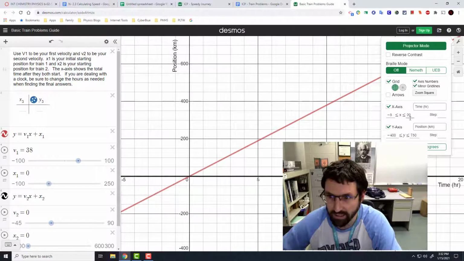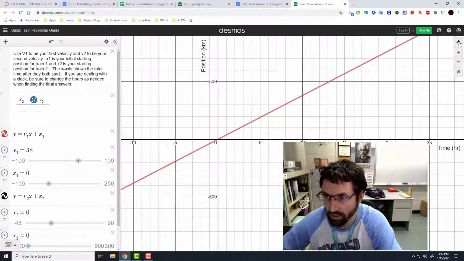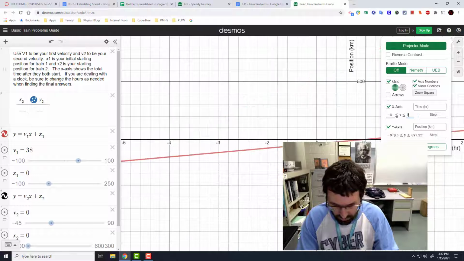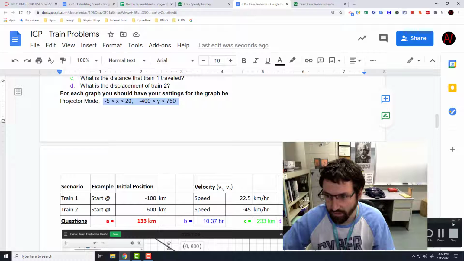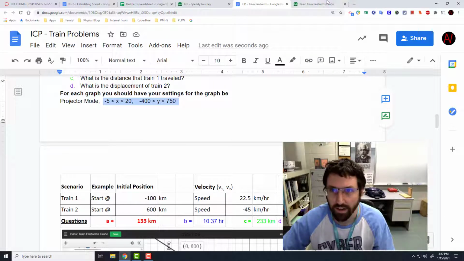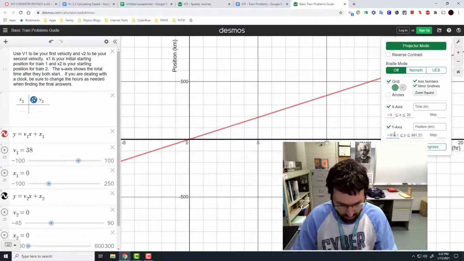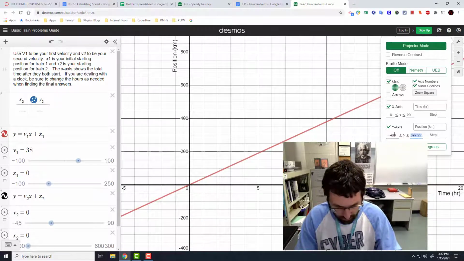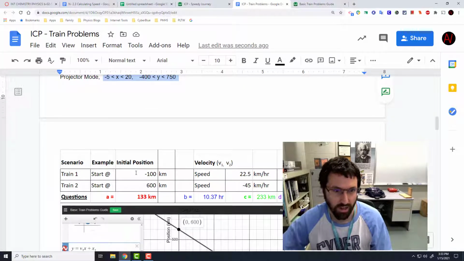What I mean by that is, on the x-axis I always want to plug in -5 and 20. If I zoom out, it's going to change stuff, and we don't really want to do that. We want to always have this one at -5 and 20. On the y-axis, we need to have -400 and 750.